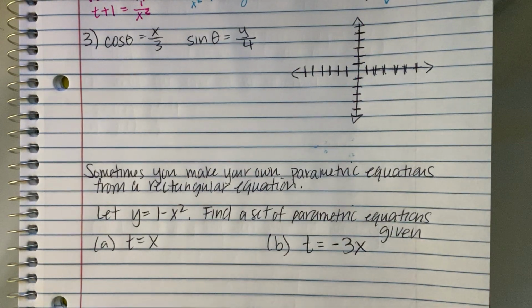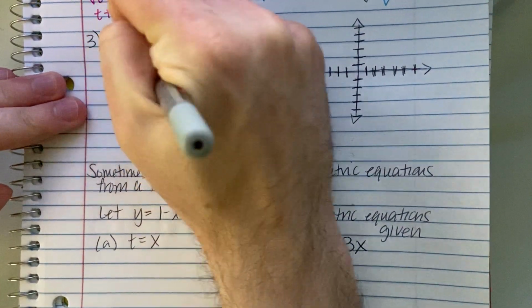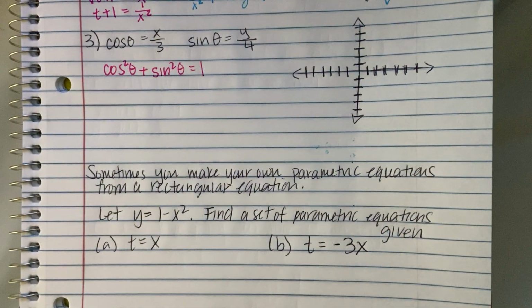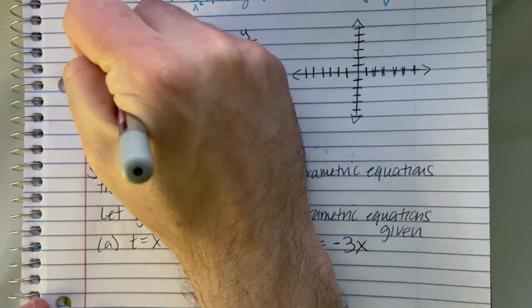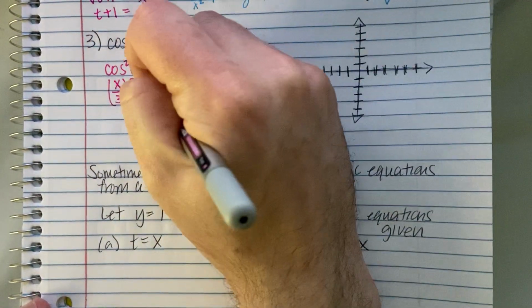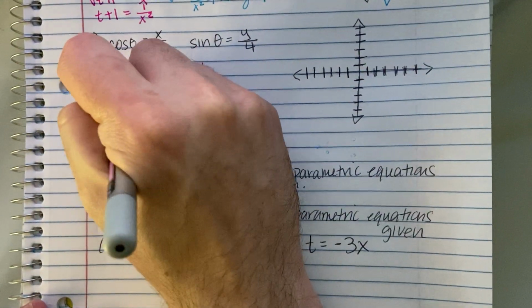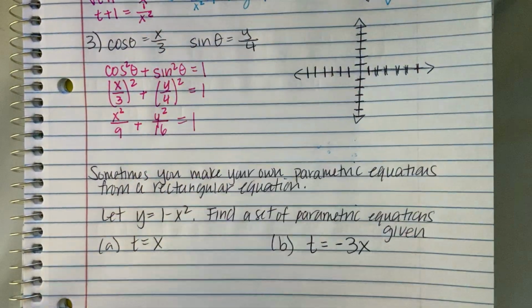It says cosine theta equals x over 3 and sine theta equals y over 4. This one's hard because it's going to be kind of hard to solve for theta, so sometimes you have to use other skills. In particular, cosine squared theta plus sine squared theta equals 1. Now what do we know cosine theta is? This is x over 3 and it's squared. Sine theta is y over 4 squared equals 1. Now this is x squared over 9 plus y squared over 16 equals 1.